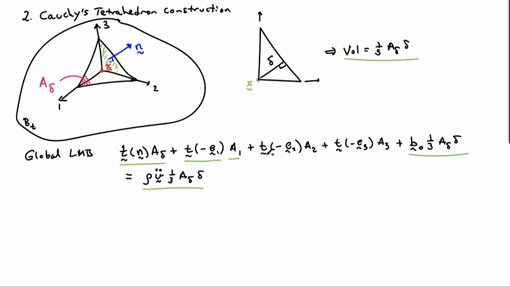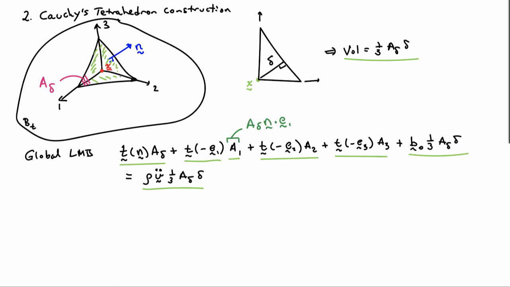And then I have on the face whose normal is minus E2, I'll have T of minus E2 times A2. So that's the other part back here. And then I have the bottom part of the tetrahedron, T, whose normal is minus E3, times the area A3. So this is A3 down here.